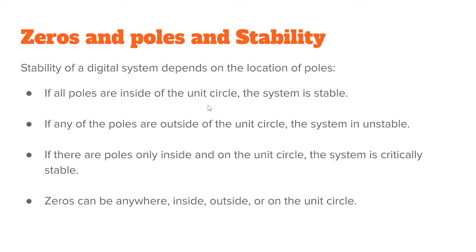Zeros can be anywhere. The location of zeros does not affect stability at all, which means practically that if you do not have any feedback, the system is stable, since all the poles are right there at the origin, meaning stable.